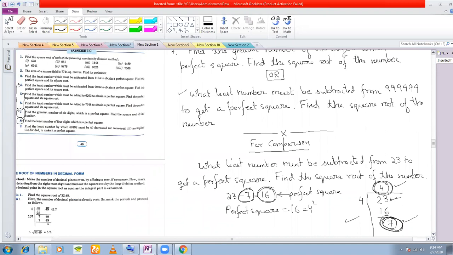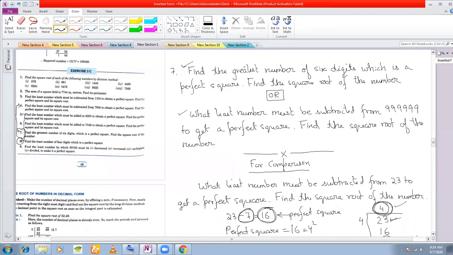Now either the number will be given to you, as in this. If you see number 4 here, what least number must be subtracted from 7956? The number is given here, 7956. So you proceed exactly in the same manner. The only difference between these two statements was that here the number was given as 999,999, and here they have said greatest number of 6 digits.